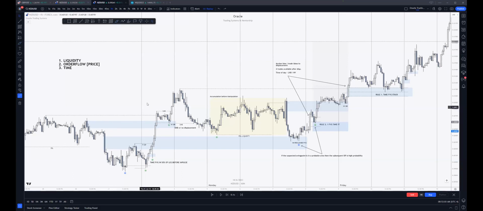Anyways, that's liquidity, order flow, and time. So there we've got our three pillars of smart money. Take a screenshot here and slap it in case studies. Boom. And I'm going to show you guys how to do it in Notion, because I would be here all day doing this.